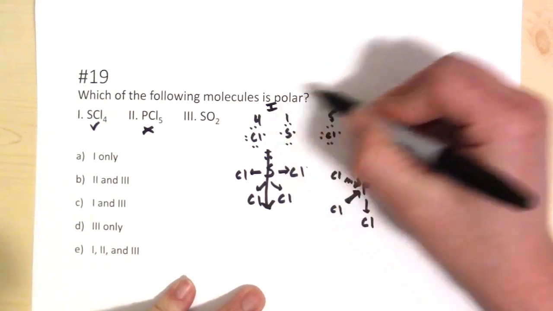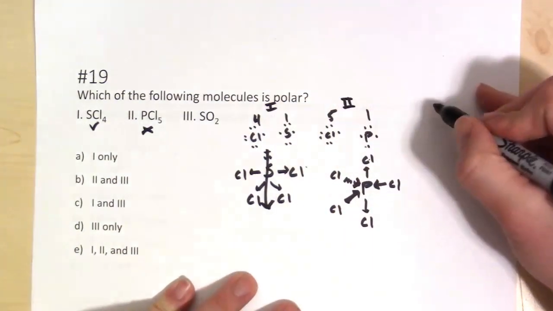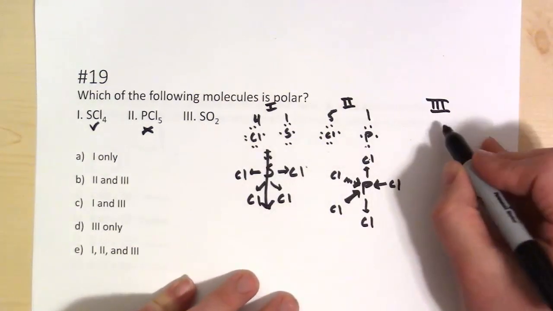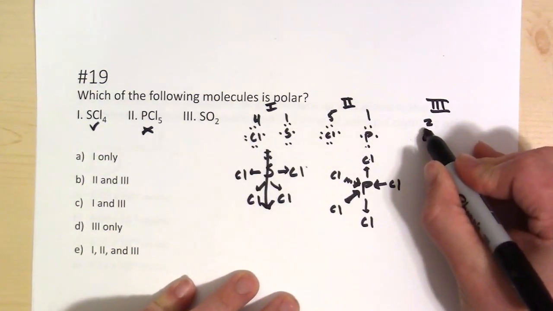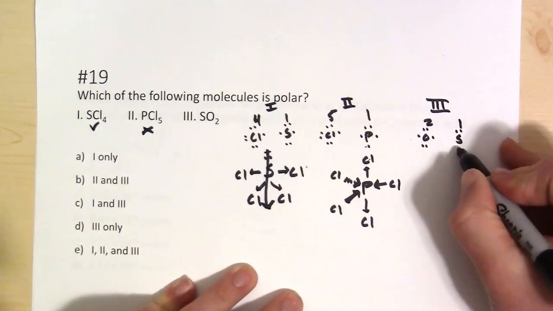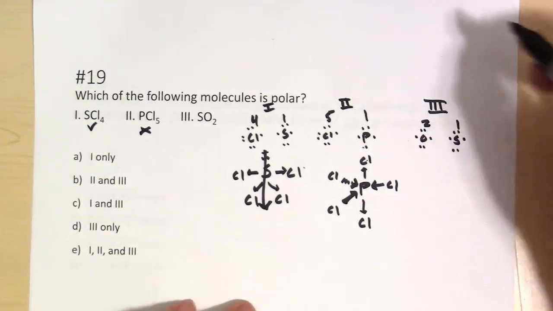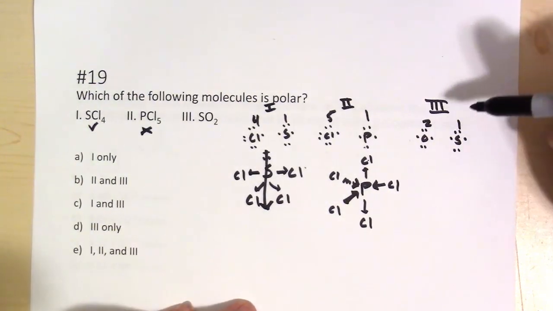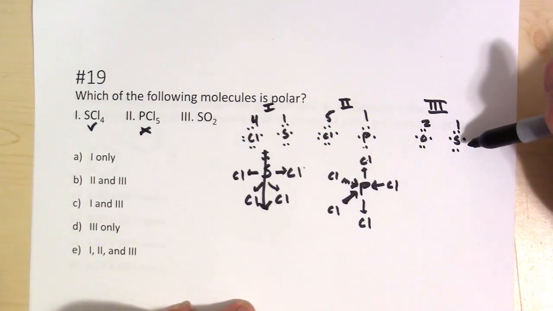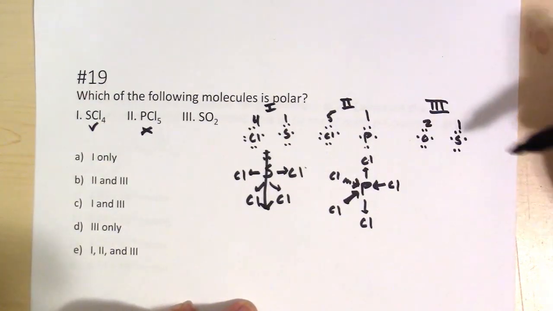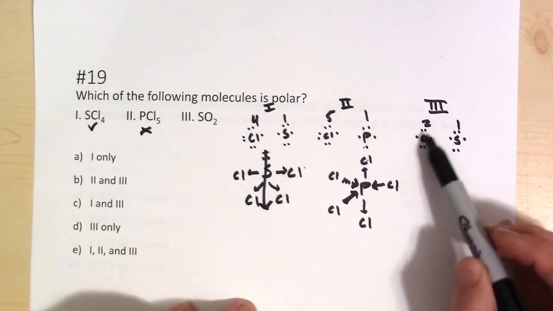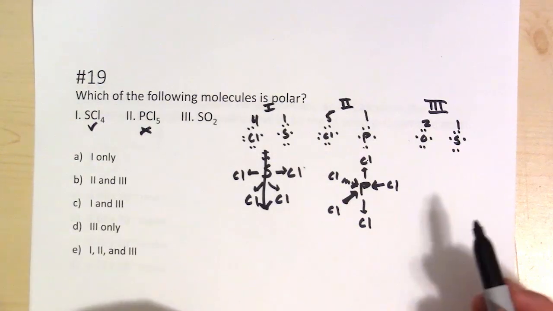So this was 1, this was 2, and we'll do number 3, which is SO2. So we have 2 oxygens and 1 sulfur. Since oxygen and sulfur are in the same group, they have the same electron configuration, 2 pairs of electrons, 2 single electrons, but in this molecule we have 2 oxygens and 1 sulfur.